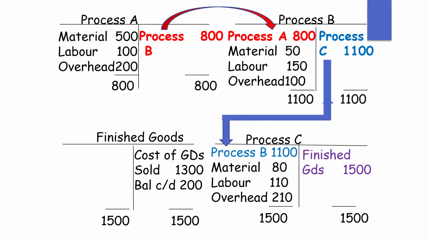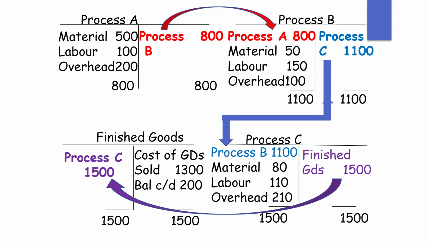Here, we transfer the goods we have sold into the cost of goods sold account. So you can see in the finished goods account, the output of process C is there. The only thing which we have sold, that only we are going to transfer into the cost of goods sold account. So the balance represents the closing inventory of that particular organization.